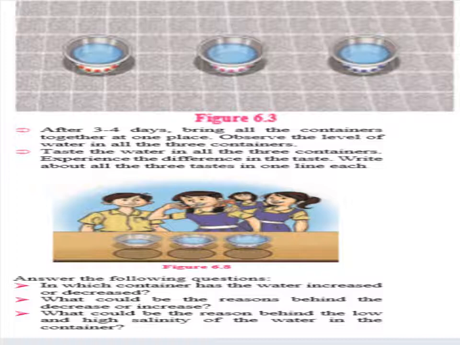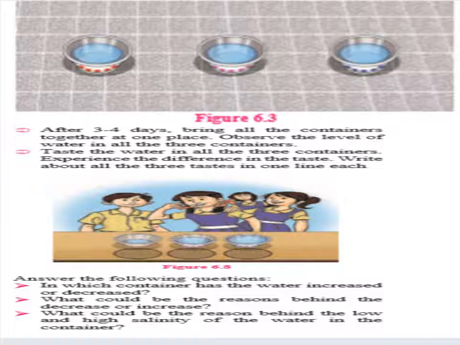After 3 to 4 days, bring all the containers together in one place. Bring the one which was outside in the sun, and the 2 remaining, and get them together. Observe the level of the water in all the 3 containers. Now you have to do an activity. Taste the water in all the 3 containers. Experience the difference in the taste. Write about all the 3 tastes in one line each.